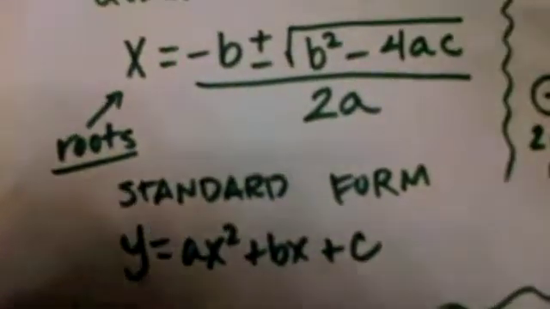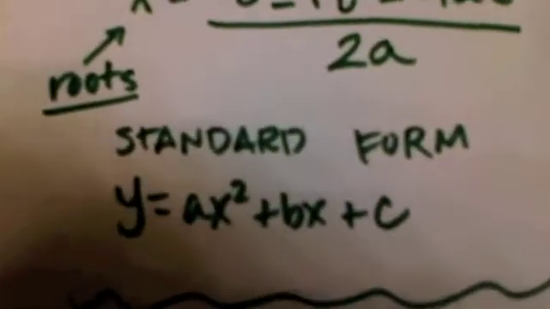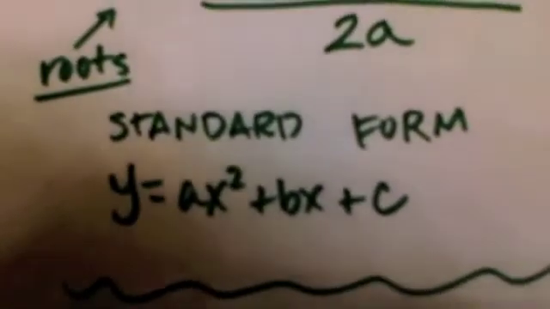All right. You can use this when your equation is in standard form. Standard form is y equals ax squared plus bx plus c. A, b, and c: a is your coefficient of x squared, b is your coefficient of x, and c is your constant. This only works if your y is set equal to 0, and I'll show you what that means in just a moment.